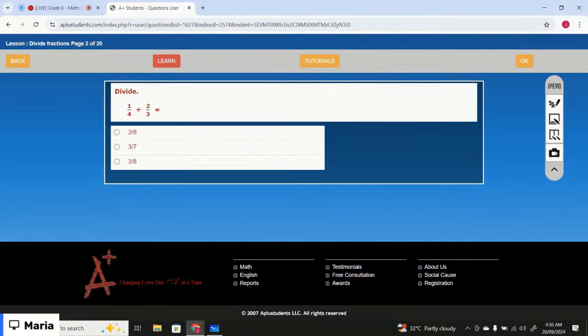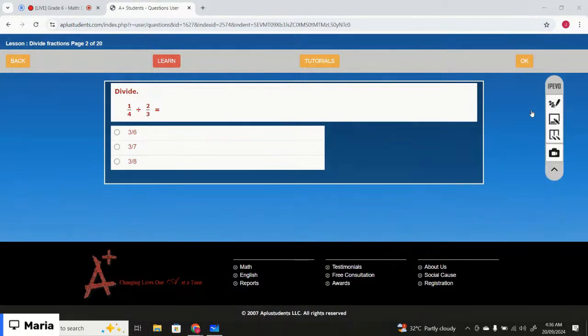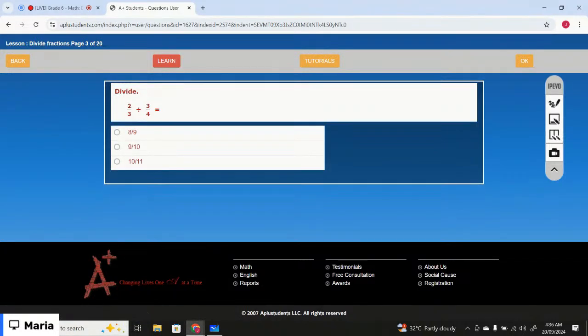Okay, so you have 1 by 4, replace this division sign to multiplication and then reciprocal this term, right? That is 3 times 1 is 3, 4 times 2 is 8. So the correct option is 3 by 8. Option number 2 is the correct option, right? That is 3 by 8. Okay, 2 by 3 divided by 3 by 4.